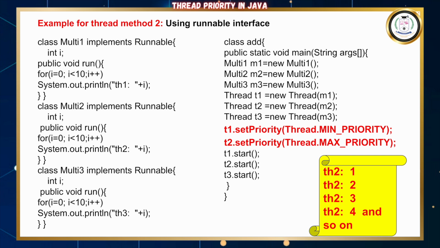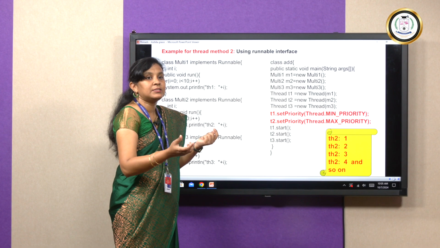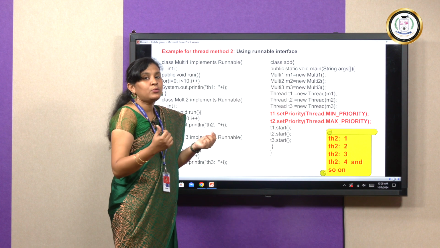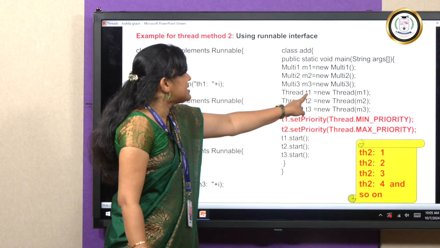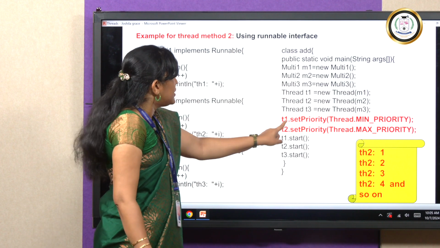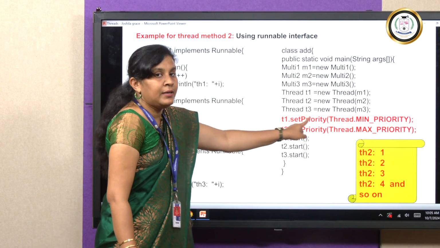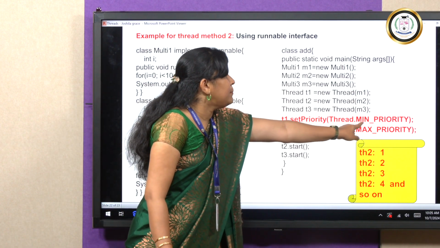setPriority is a function which is present inside the Thread class. Since it is present inside the Thread class, you should use an object of the Thread class. Using that object, you will be able to use the properties of threads. So I am using the Thread objects t1, t2 and t3 to give the priority here. t1.setPriority: for the first thread, I am setting the priority as Thread.MIN_PRIORITY.